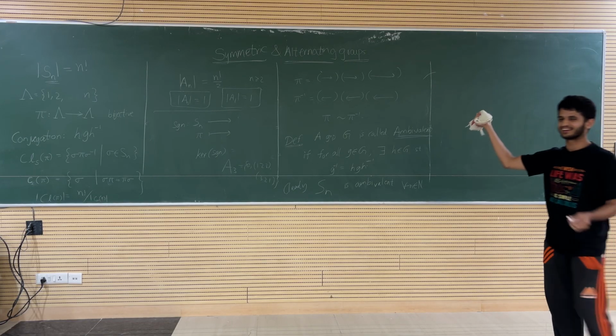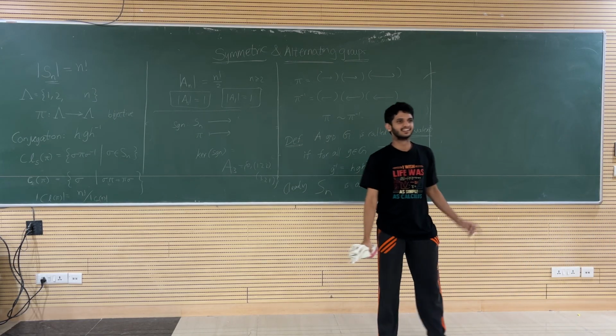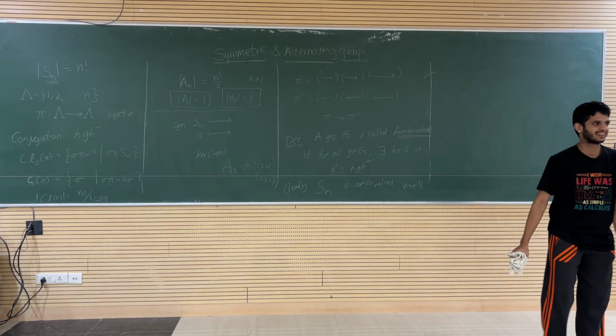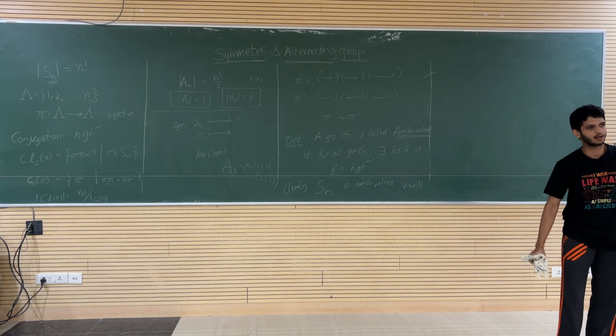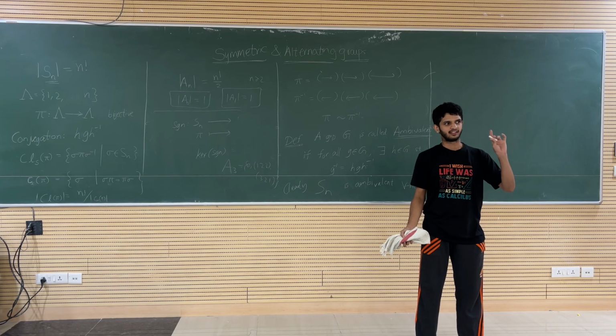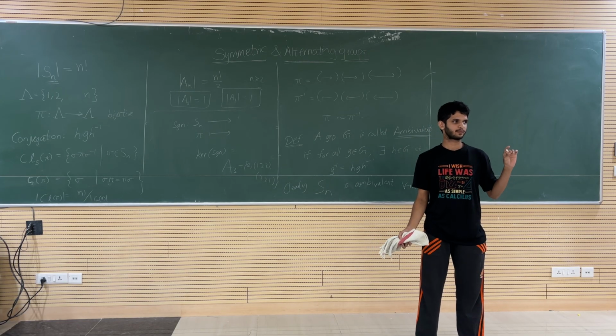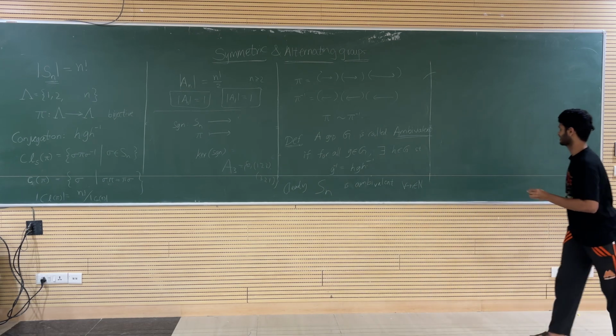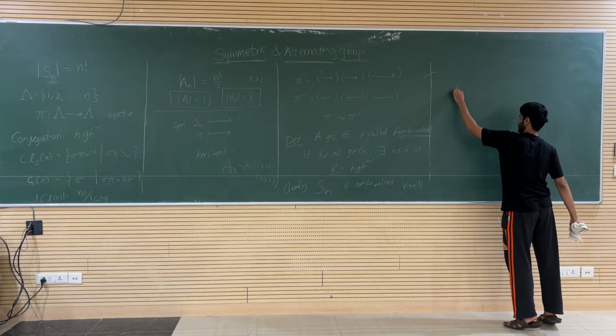A0 and A1 are obviously ambivalent. A2 is also ambivalent, right? S2 has only 2 elements. Sorry, A3 I meant. A3 is not ambivalent. Why? It's cyclic, so the conjugate is not the element. Let's see an example. A3 is not ambivalent, which is correct.